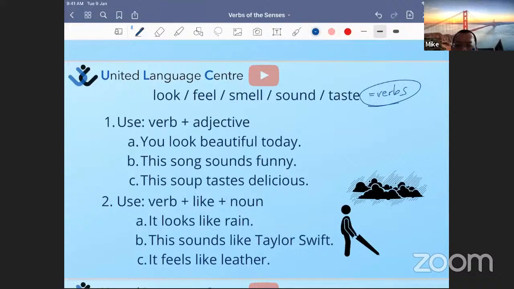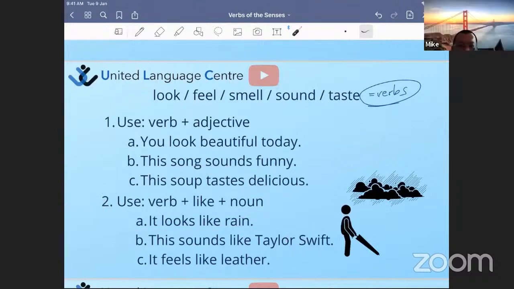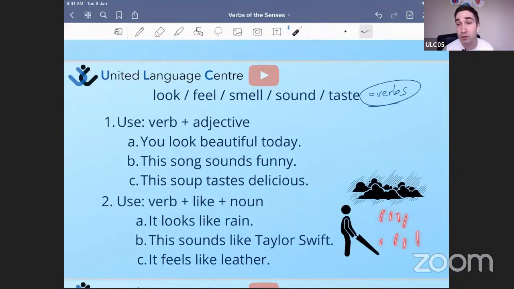Now we can use a verb plus like plus a noun. I can say, it looks like rain. It's just plus a noun. I'm looking outside. It's not raining yet, but it's probably going to rain. So it looks like rain.